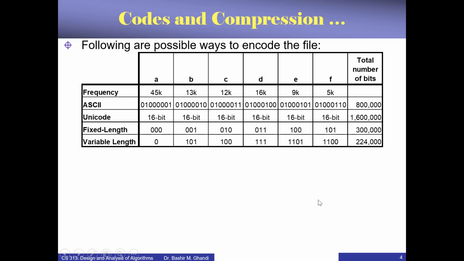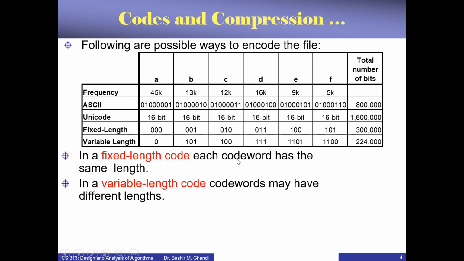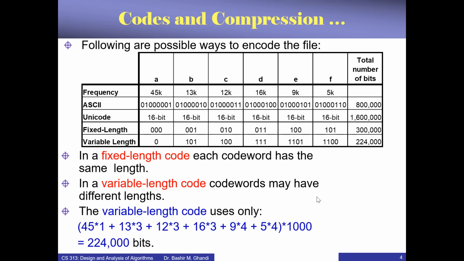Okay, but of course this has to be done systematically, and this is the whole idea of Huffman coding that we're going to see. As I said, in a fixed length encoding, each code word will have the same length as we saw there. But in a variable length encoding scheme, the code words may differ in length.